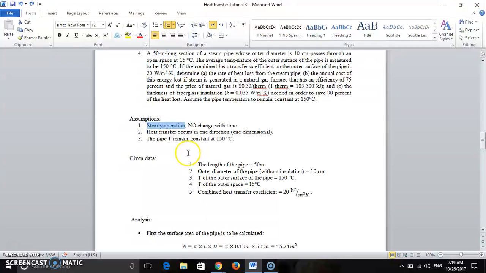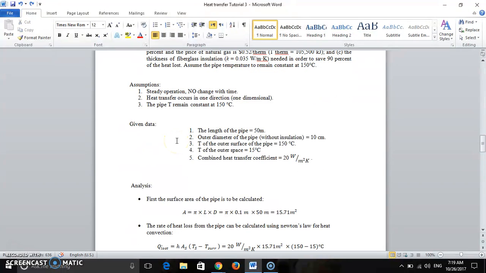No change with time. The given data in the question: the length is 50 meter, the outer diameter of the pipe is 10 centimeter. Without insulation, we have to bear in mind that there is no insulation on this pipe. T of the outer surface of the pipe is 150 degrees, T of the surrounding is 15 degrees Celsius. The combined heat transfer coefficient is 20 watt per meter square multiplied by Kelvin.